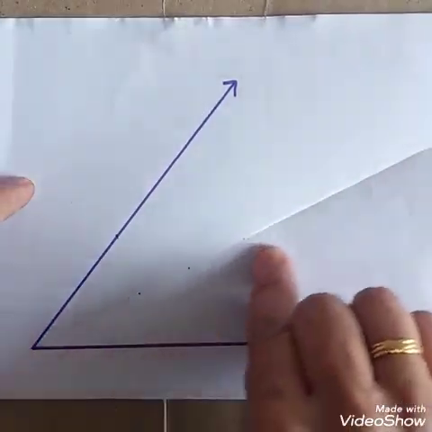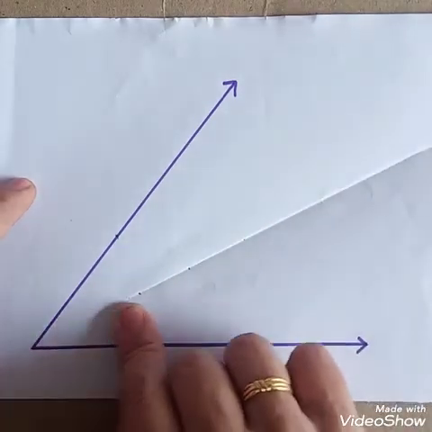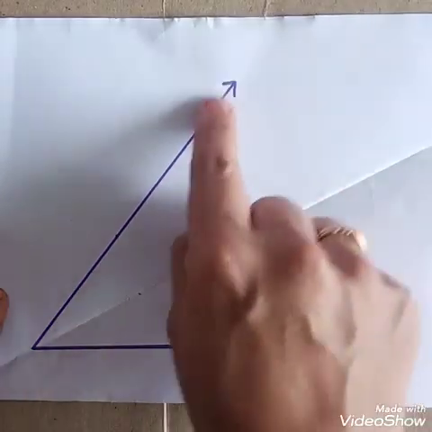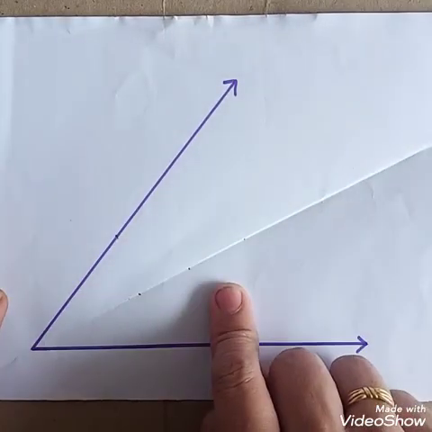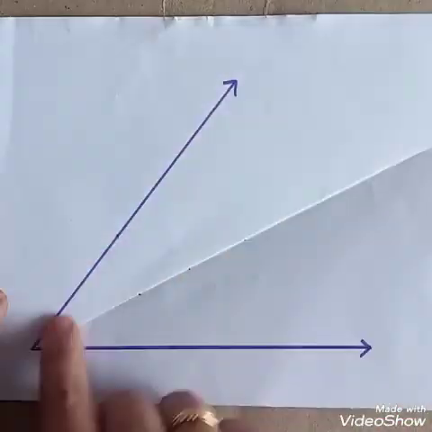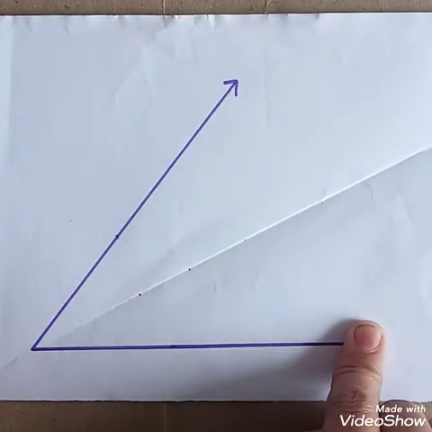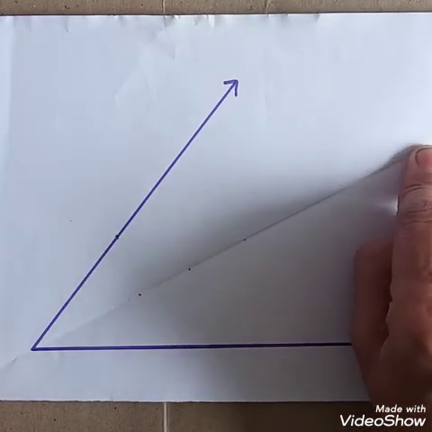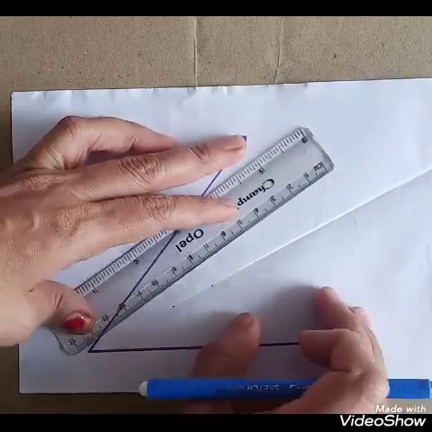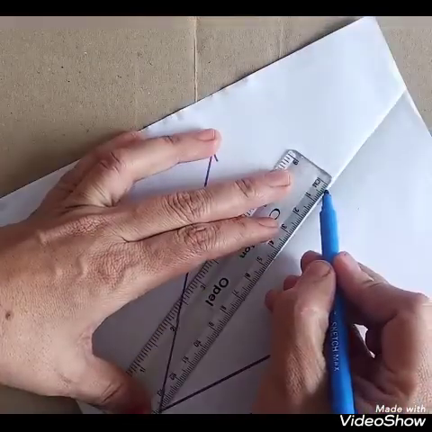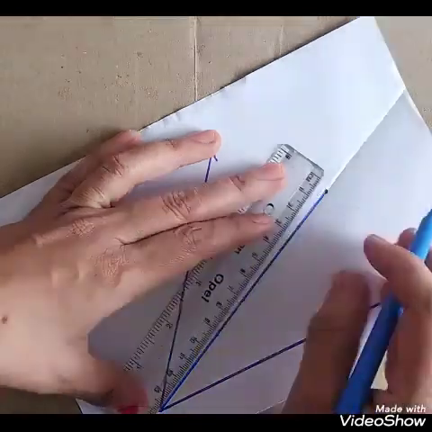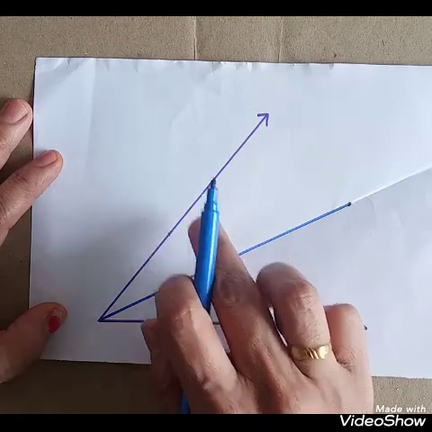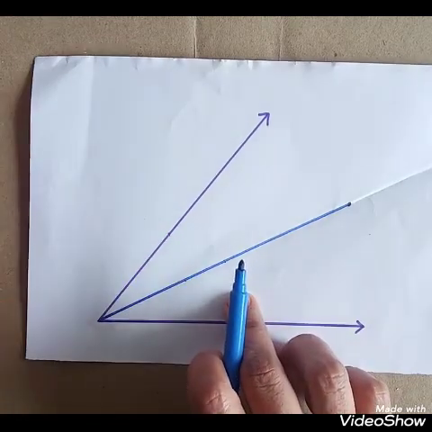Now what does this fold do? Observe this fold. Look, this fold divides this angle into two equal parts. So this fold is called the bisector of the angle. Students, this fold is the bisector of the angle. So this bisector divides this angle into two equal parts.